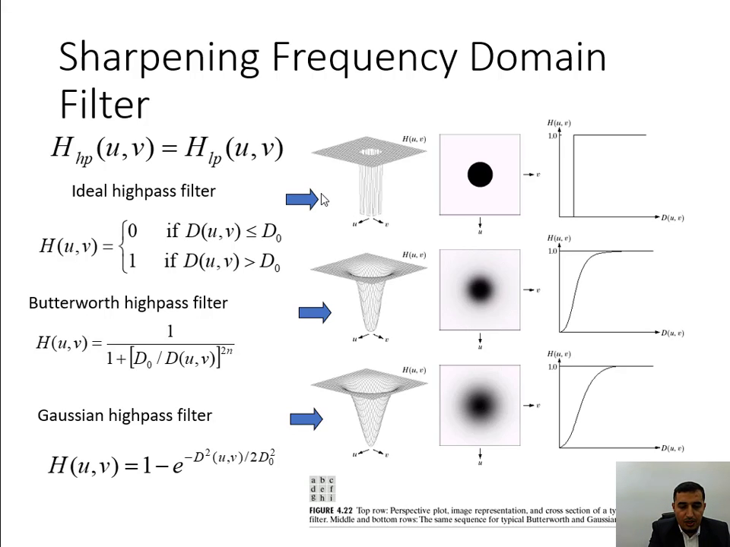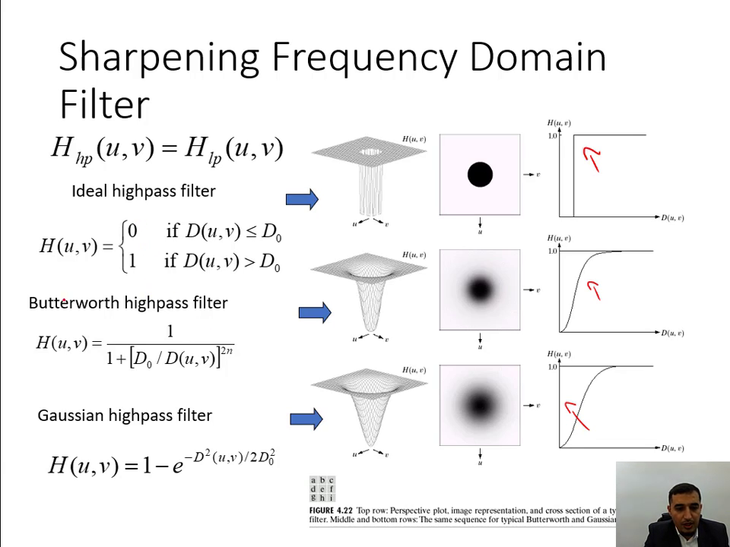So in the previous lecture we talked about filtering in the frequency domain, but now we are going to talk about how the filters operate. You can see here that we have the high pass filter. This is the ideal high pass filter. This is the Butterworth high pass filter, and this is the Gaussian high pass filter like we discussed earlier in the previous lecture.